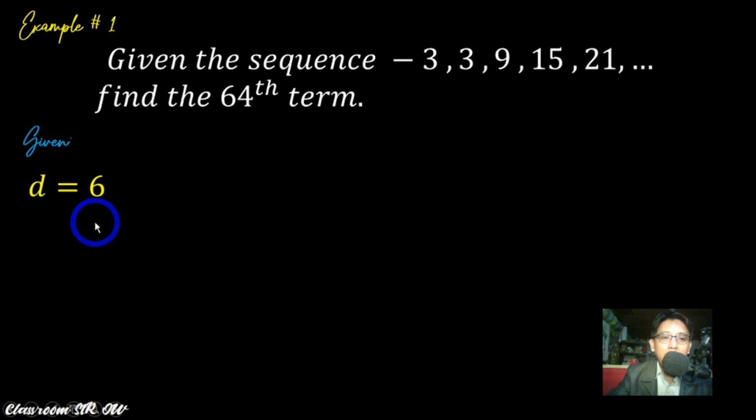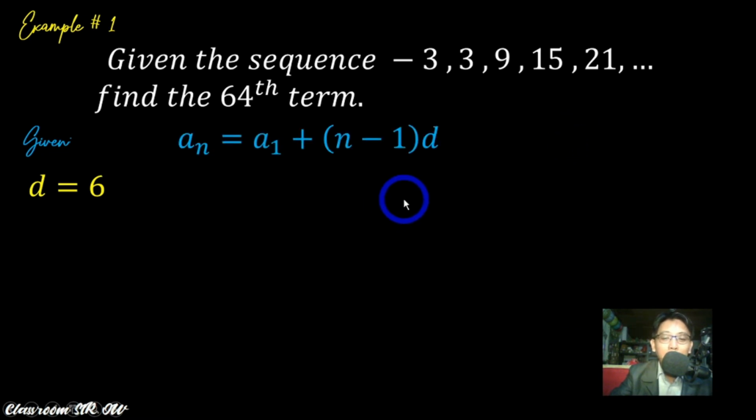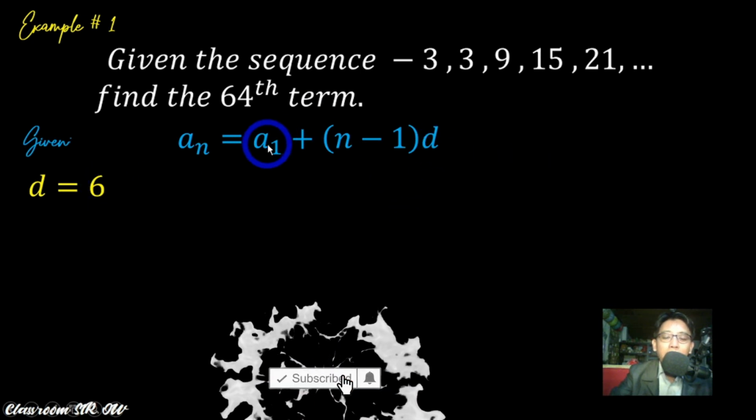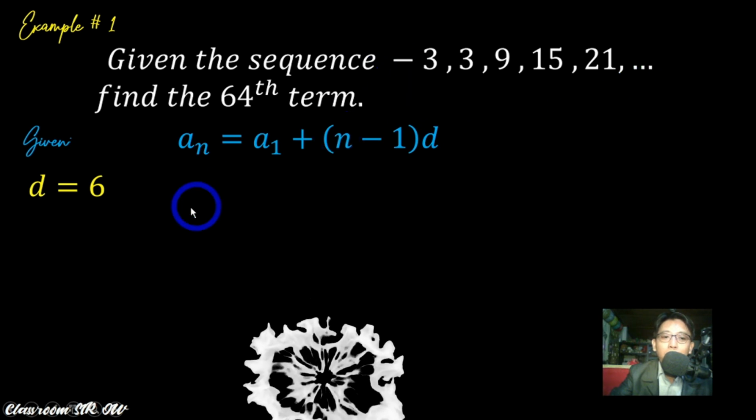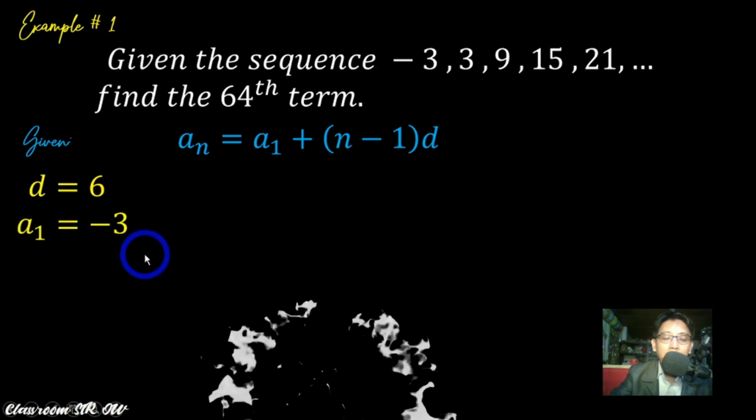Now, we are asked to find the 64th term. Actually, you can add the common difference 6 to 21 and so on until you reach the 64th term by adding 6 to each term. But that would be a very inefficient method. We did already derive the formula, so we will make use of it. We have the common difference, and our first term based on our sequence is of course negative 3.